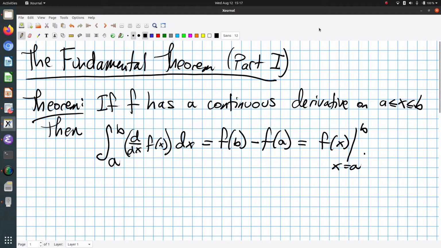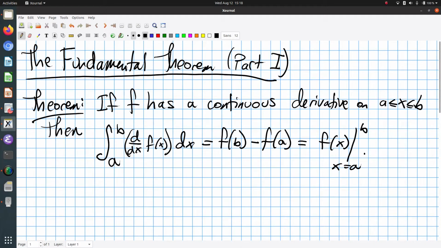This is part one, where I take a function, take its derivative, and then integrate it, and basically get back the original function. So what does the theorem say? It says that if you have some function f, and it has a continuous derivative on some interval from a to b, then if you take the derivative of that function, it's a new function, and we've assumed that it's continuous, so we could write down a Riemann sum for it, i.e. a definite integral. And in so doing, we recover the values of the function at its endpoints.